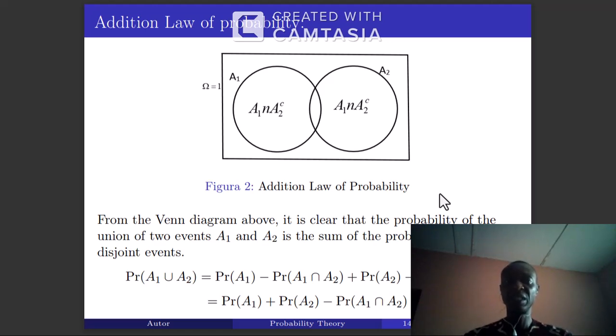So from the Venn diagram above, it is clear that the probability of the union of two events a1 and a2 is the sum of the probabilities of 3 disjoint events. So what are these 3 disjoint events? If you want to get the probability of a1 union a2, you first get the probability of a1 minus the probability of a1 intersection a2, then get the probability of a2 minus the probability of a1 intersection a2, which is equivalent to writing it as the probability of a1 plus the probability of a2 minus the probability of a1 intersection a2.